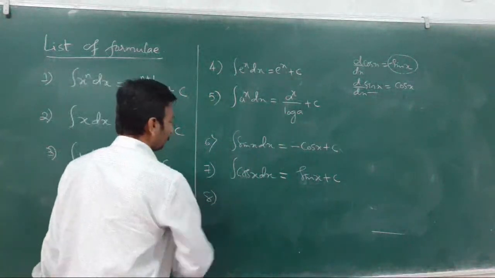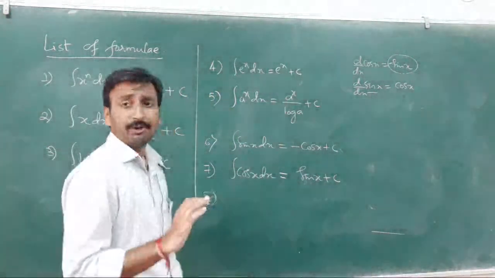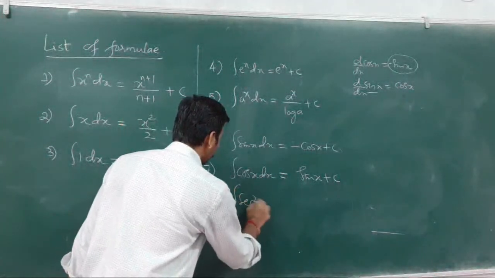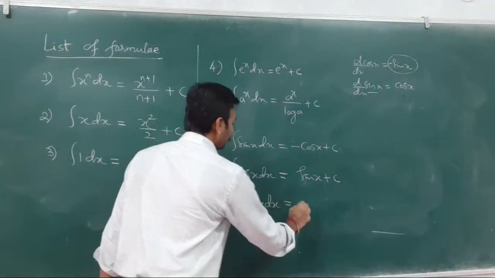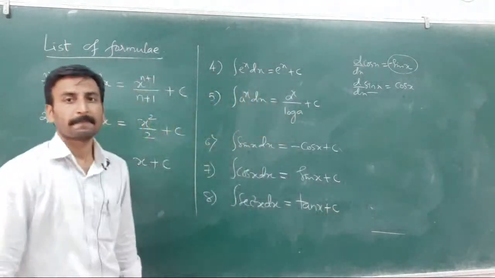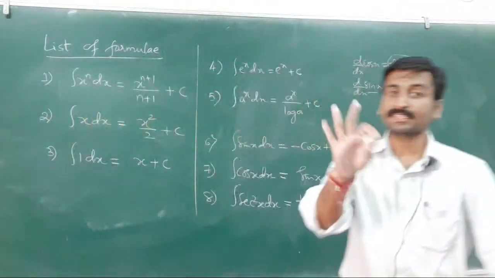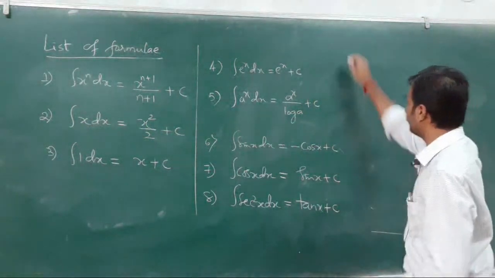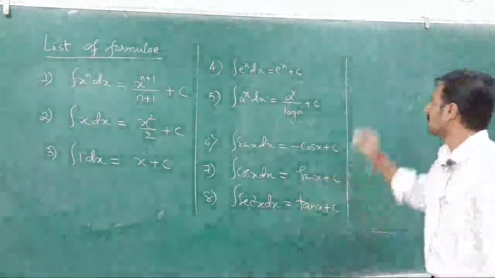Eighth one: the derivative of tan x is sec square x. So the integration of sec square x dx is equal to tan x plus c. I am taking only the standard results whose derivatives are already known to us.